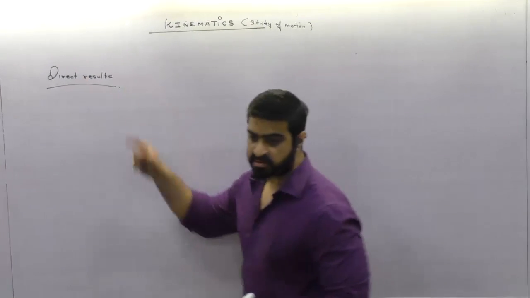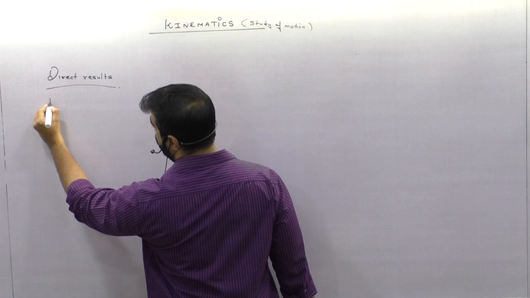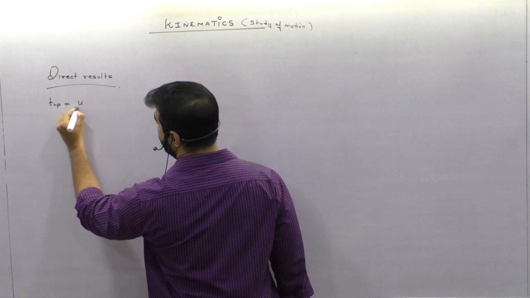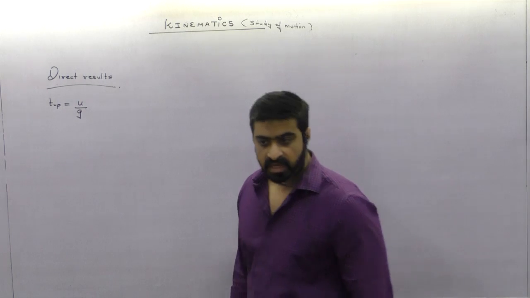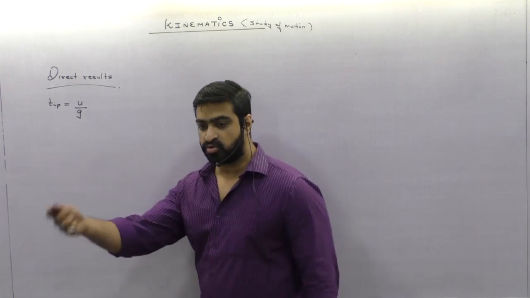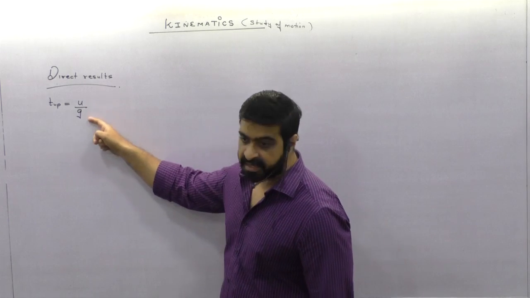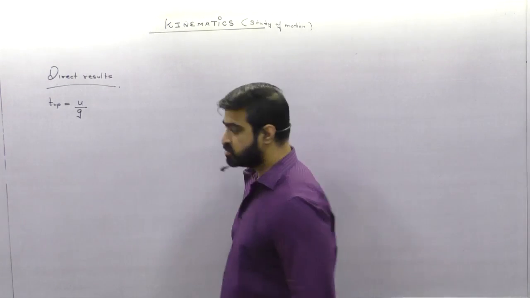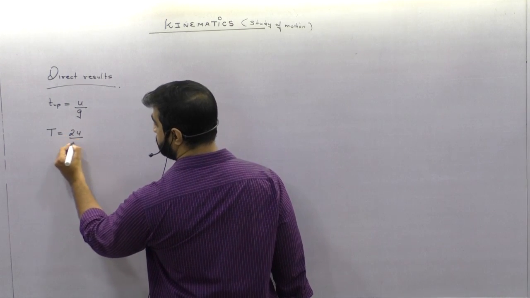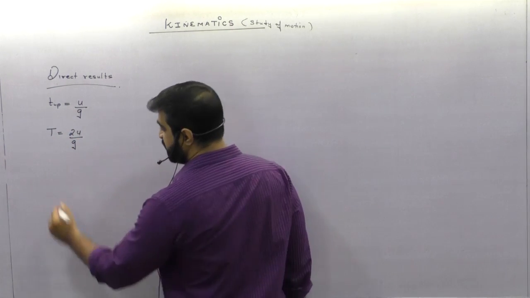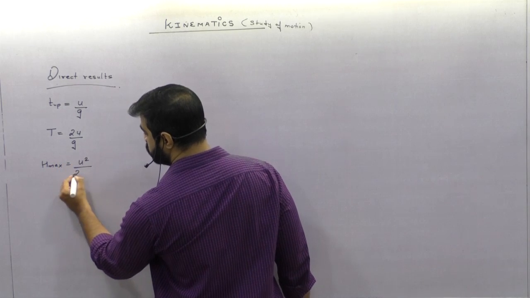I am giving you some direct results in one-dimensional vertical motion. Time to go up will be u by g. Suppose I throw this with a speed of 20. So how much will be the time to go up? 20 by 10, that is 2 seconds. Total time, that is up plus down, will be 2u by g. And H maximum, that is the maximum height reached, will be u square by 2g.